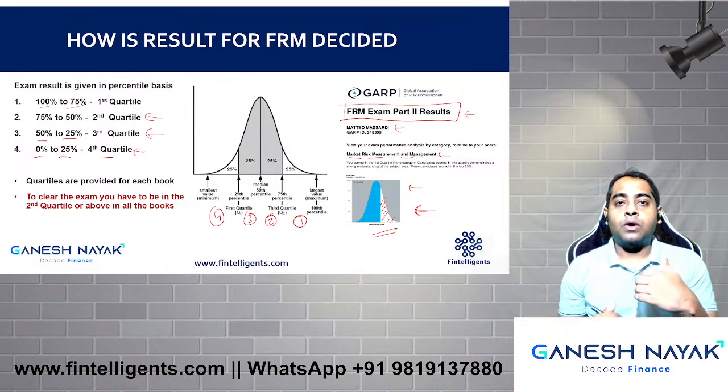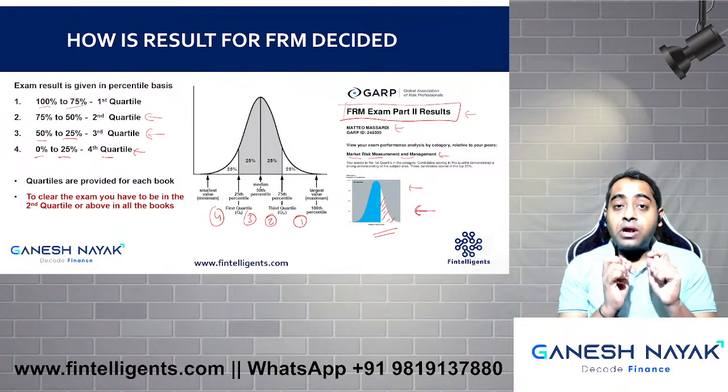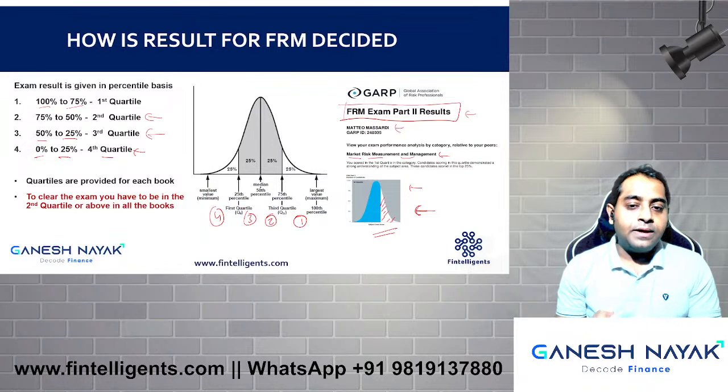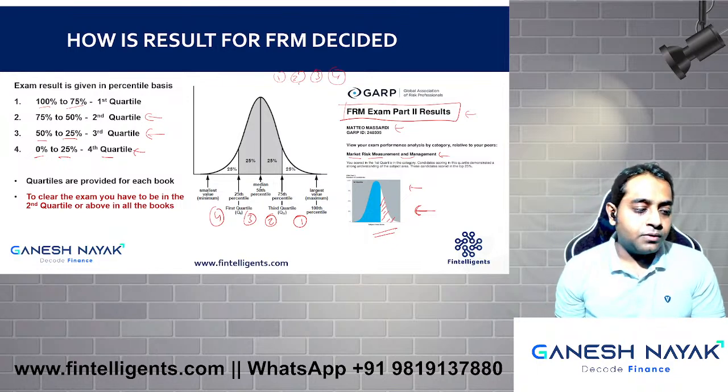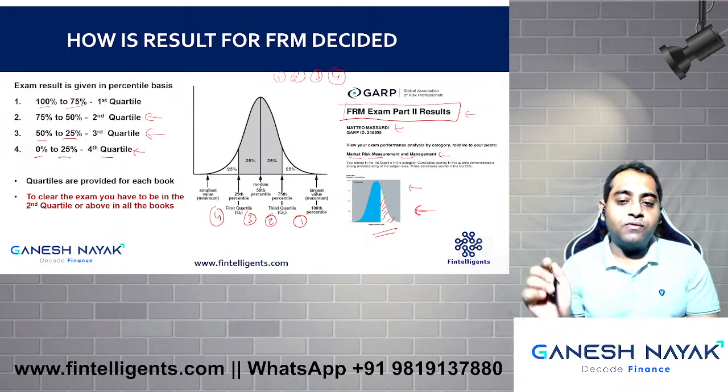So how do you see your result? Basically, if I'm talking about level 1, there are 4 books over there. So in the exam, let us say this is my book 1, this is my book 2, book 3, and book 4. I hope everybody is able to see that. Book 1, book 2, book 3, book 4.